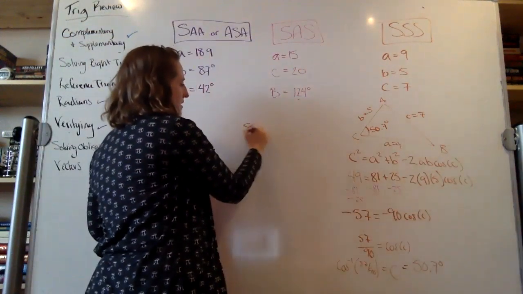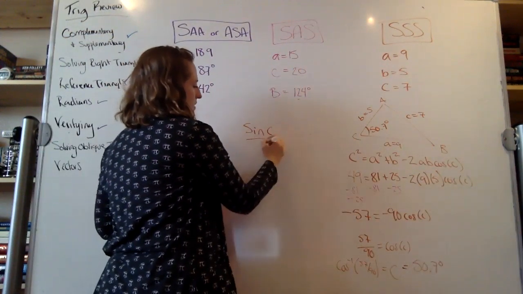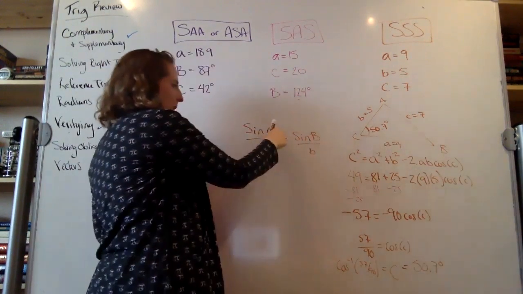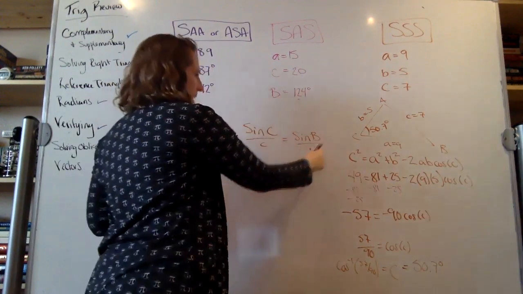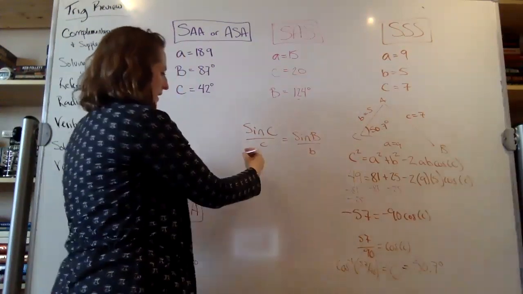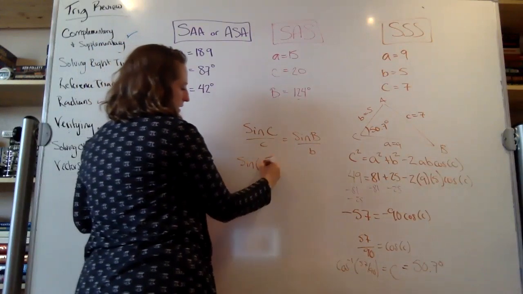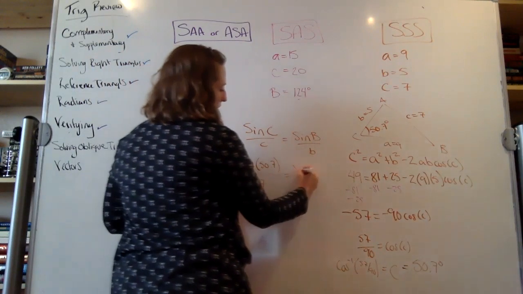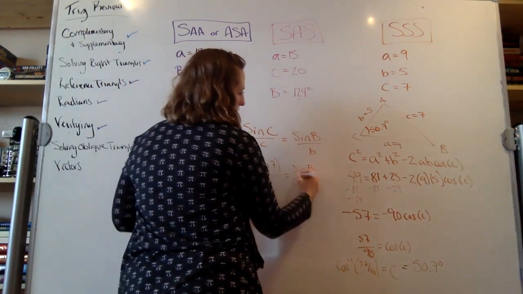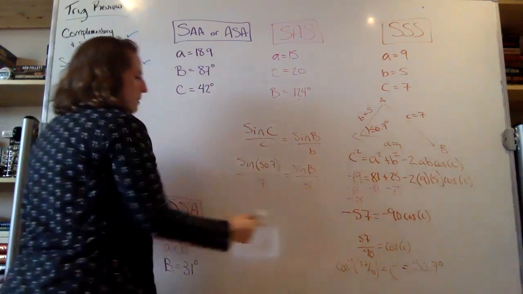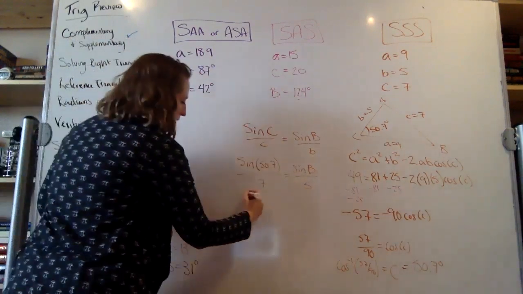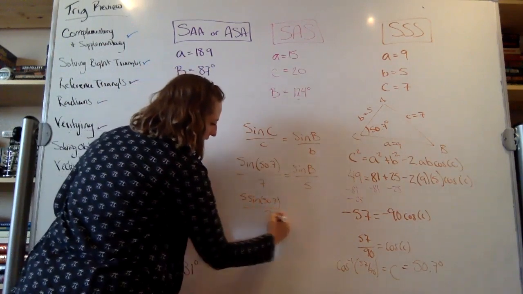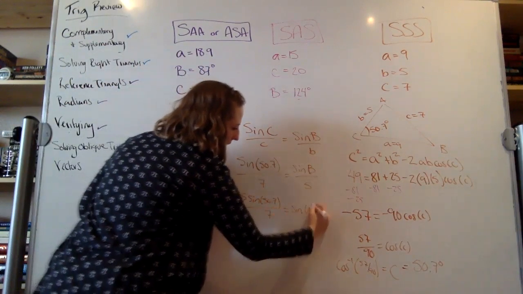Law of sines says sine of c over c equals sine of b over b. I know big angle c, I know side c, I know side b. The only thing I won't know is angle b here. So that means sine of 50.7 divided by 7 equals sine of b over 5. Multiplying both sides by 5 gives me 5 sine of 50.7 over 7 equals sine of b.